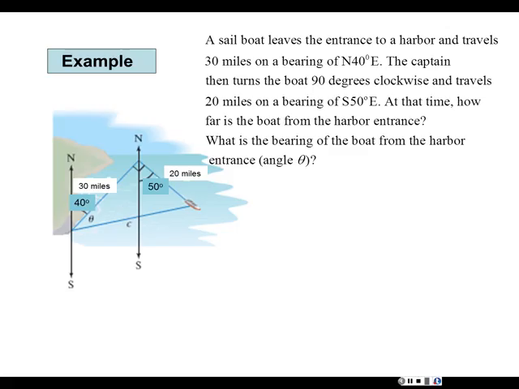Any question for the first part? There is one more part here. What is the bearing of the boat from the harbor entrance? Now to find that, this is the harbor entrance, and to find the bearing you have to know this angle. You know part of the angle, which is 40 degree. To know the complete angle, you also have to find the theta.